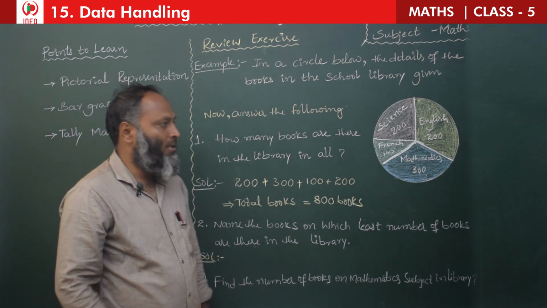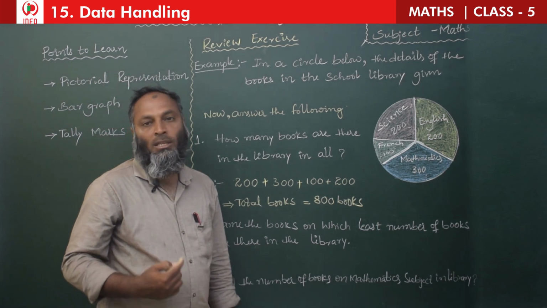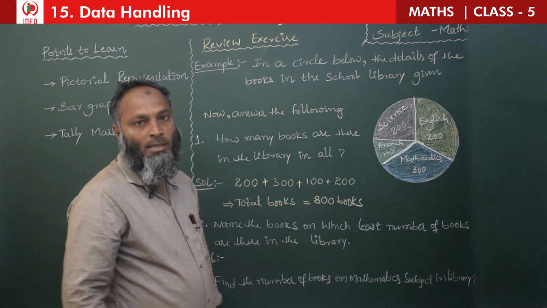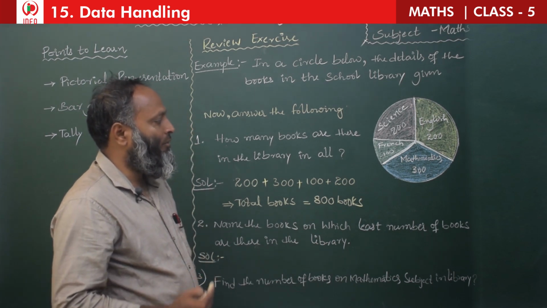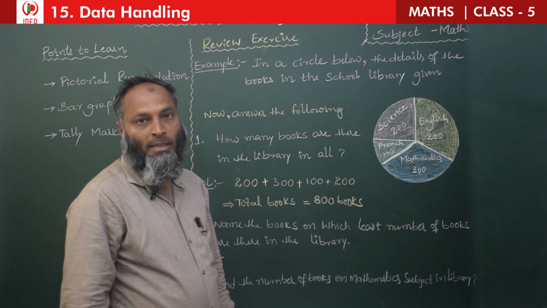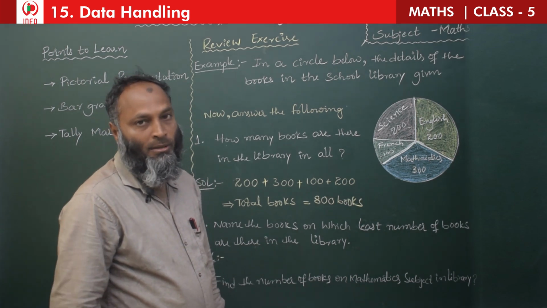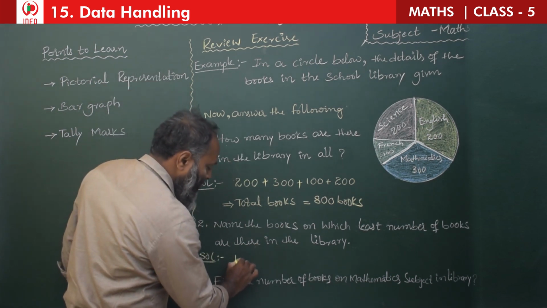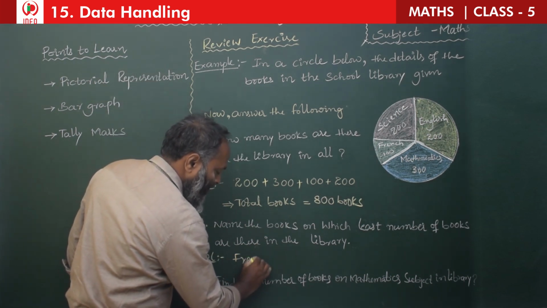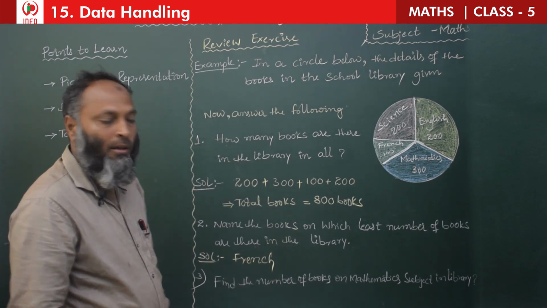in the library. So in that, he is asking which subject's books are least in number. Least in number: the numbers are 200, 200, 300 and 100. In that, 100 is the least number. It means French books are least in number.